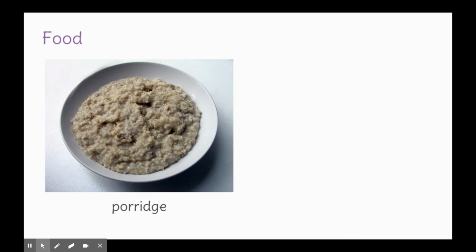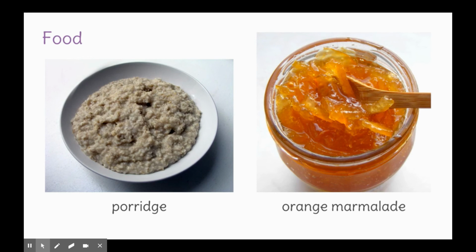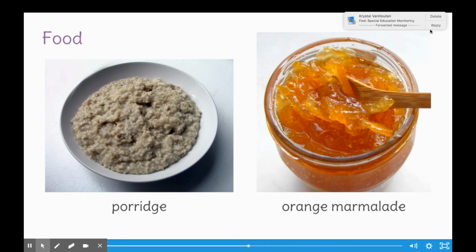There are two words used for food that you may not be familiar with. One word used for hot cereal that people might eat for breakfast is the word porridge. Any sort of hot cereal, oatmeal is one type, can be called porridge. Another type of food you may be unfamiliar with is called marmalade, which is a type of jam made out of citrus fruit like oranges. You spread it on bread or toast.